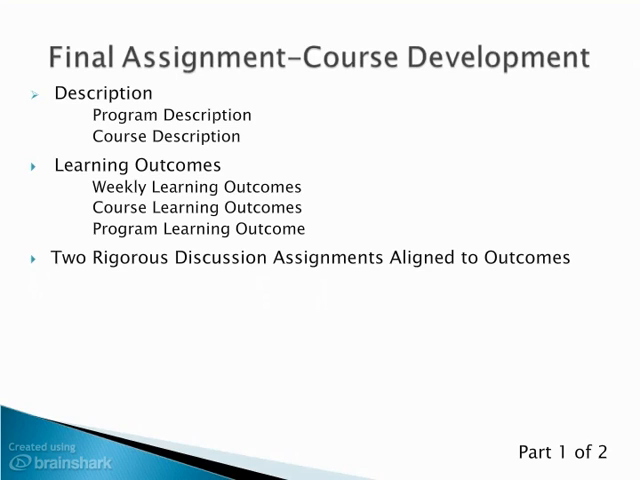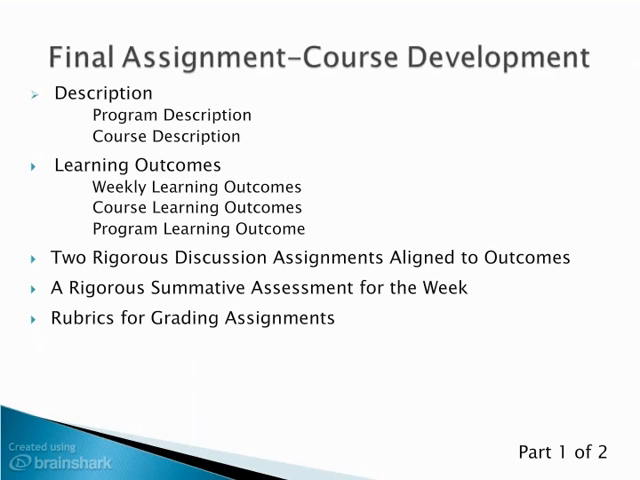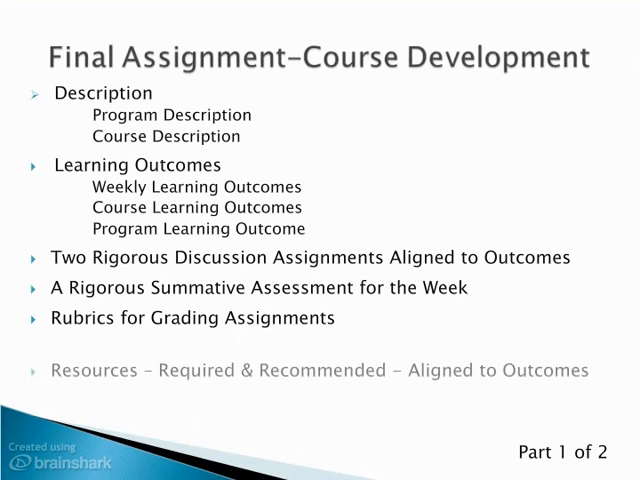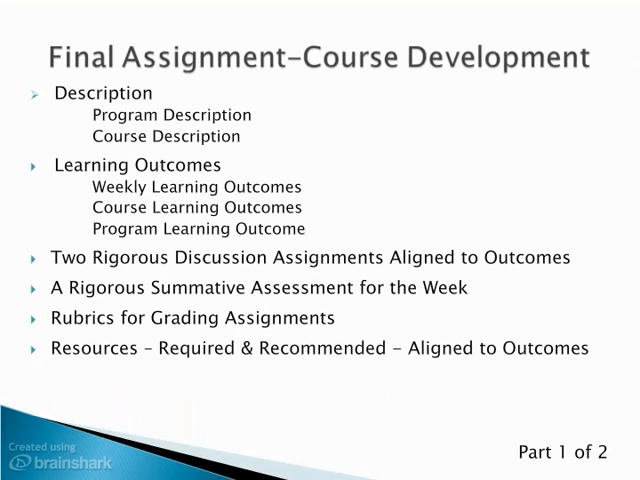Next, let's move to assignments. This course should have a minimum of 2 rigorous discussion assignments and 1 rigorous summative assignment for the week. These should be aligned to outcomes. You will need to create a rubric for instructors and students to see how the assignments will be graded. These evaluative tools should correlate with the learning outcomes, assignments, and assessments.